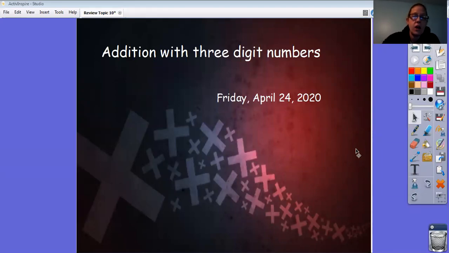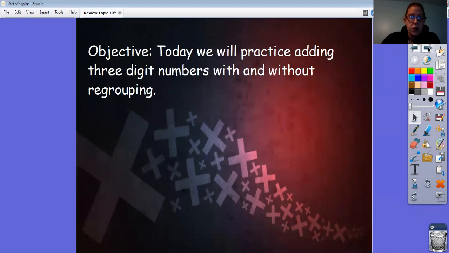So today we are going to be doing addition with 3-digit numbers, kind of doing a review of topic 10, which is where we left off when we were in school. So our objective for today will be practicing adding 3-digit numbers with and without regrouping.